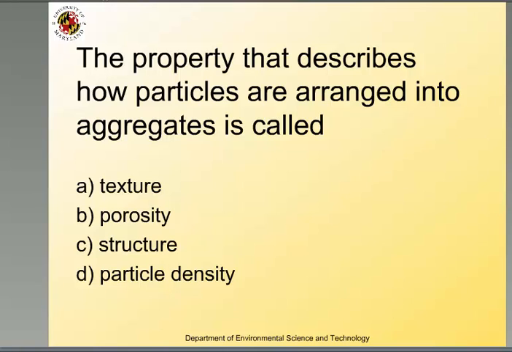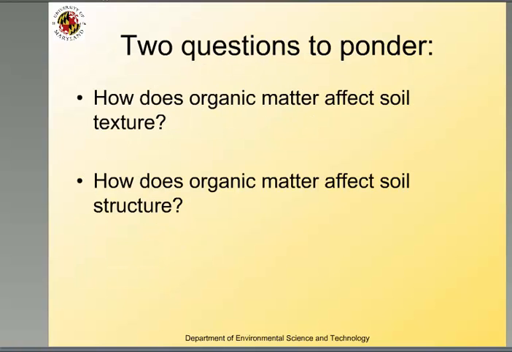Now, the property that describes how particles are arranged into aggregates is called texture, porosity, structure, or particle density. What do you think? Think back to your soils. Remember? Structure. This is what we call structure. And texture and structure are often confused by people. Okay? Texture just tells you how much sand, silt, and clay you've got. Okay? Structure is how those particles are arranged. They're two very different properties. A lot of times we describe structure by the shape of the unit. We're not going to go into too much detail on this here.